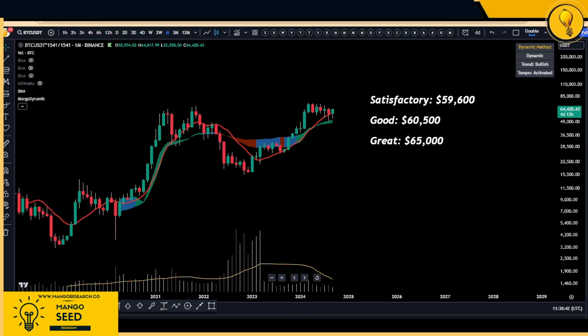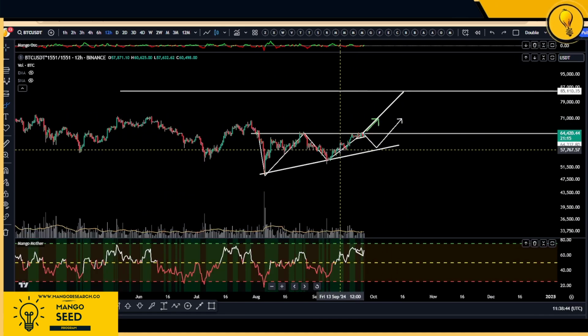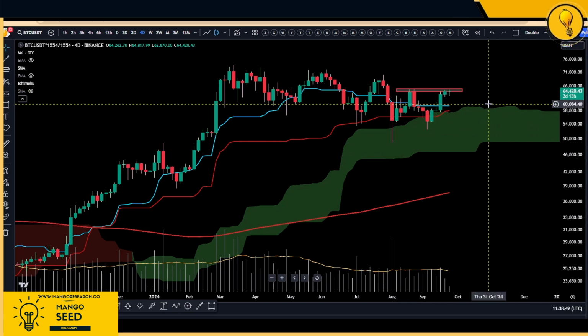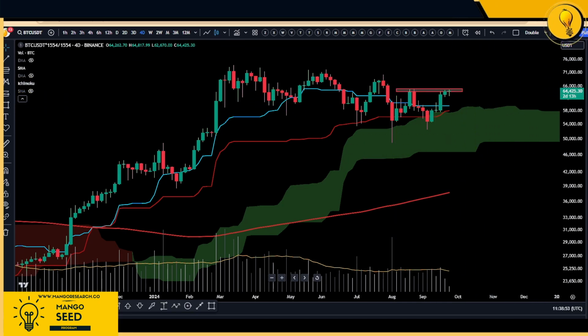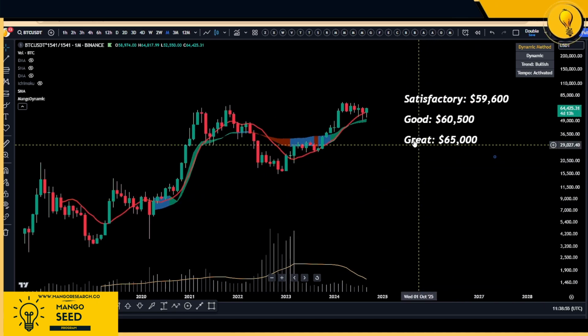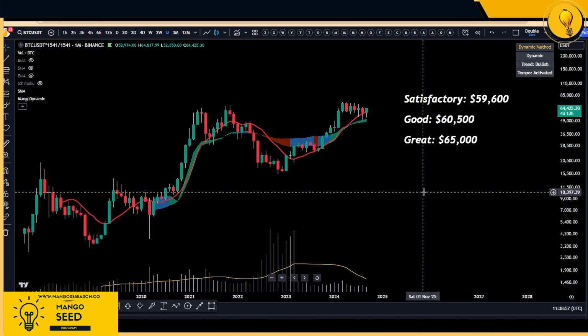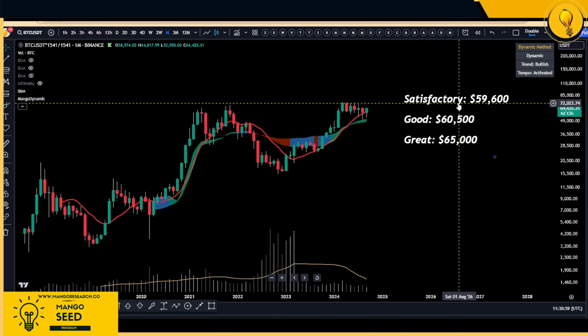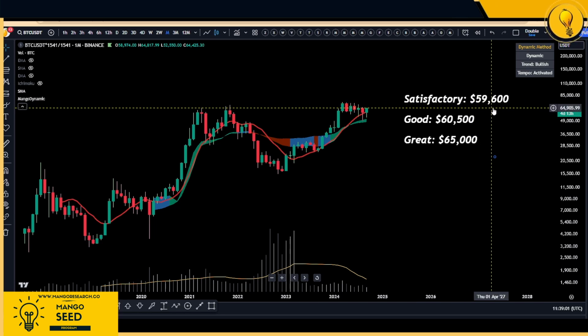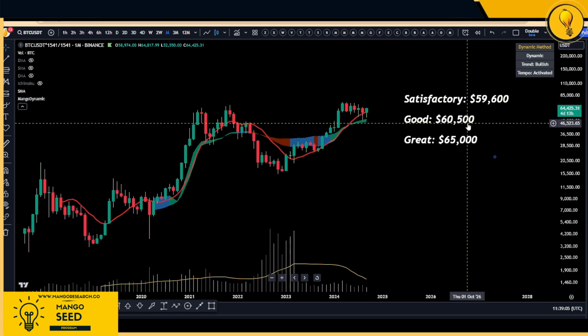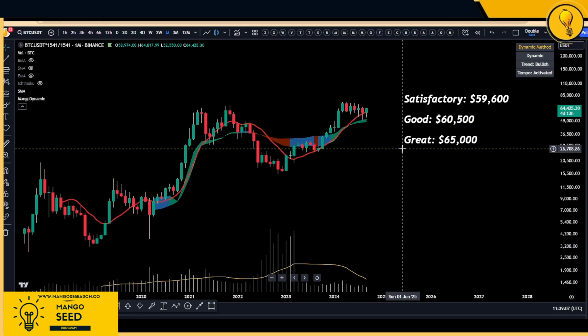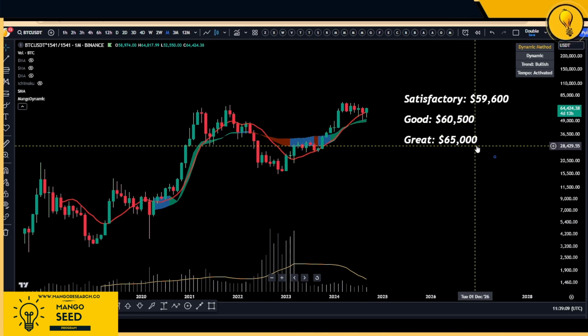So if we see this 12-hour candle close well and lead to a move to the upside, it's going to lead to the 4-day candle likely closing extremely well, leading to a move to the upside, which will lead to the monthly closing fantastically as well. Because remember, a satisfactory close is anything above $59,600, but we don't want satisfactory. We want at the very least a good close, which is $60,500. But anything above $65,000 is gonna be great.